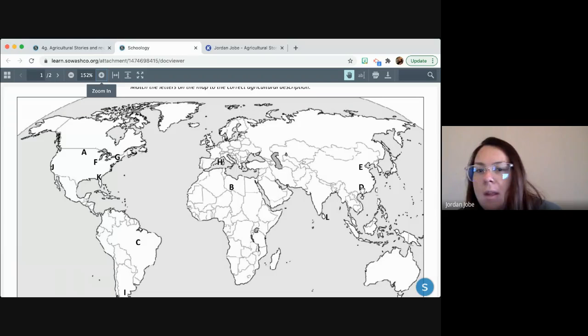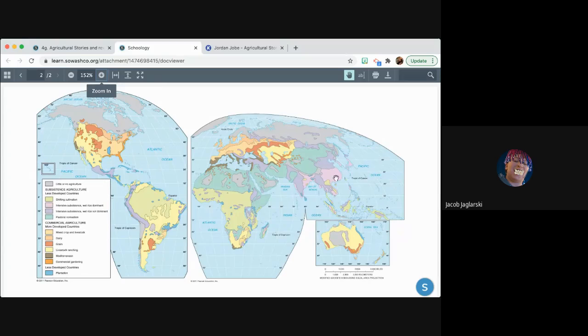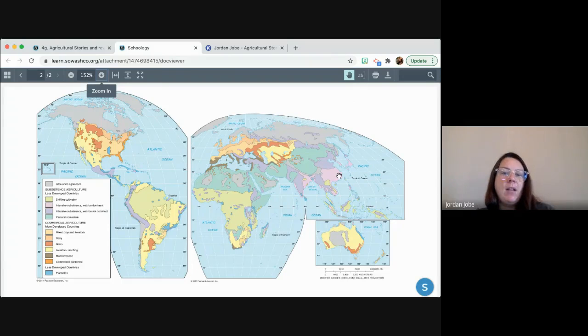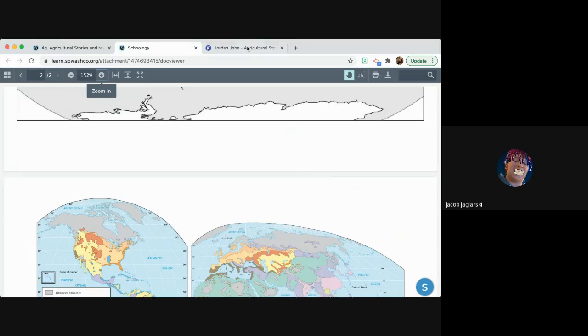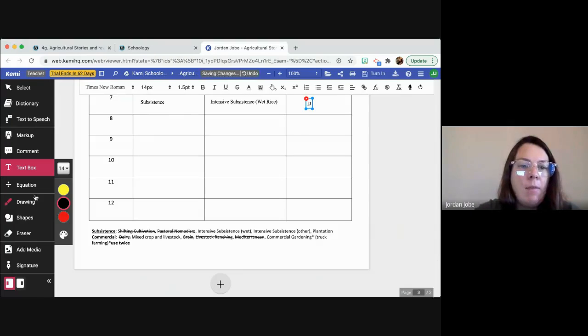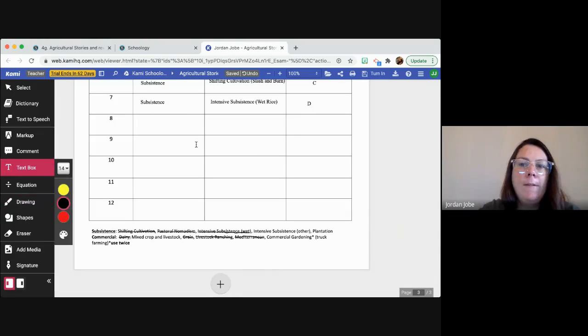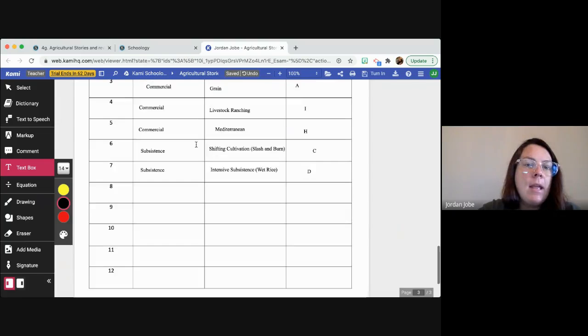Okay, D is further south, E is further north. Let's go take a look at our map again. Okay, we see that there's a break here between the two colors. So which letter represents the pink color? D. Perfect. Then I would take my pen and I would cross off intensive subsistence wet rice. Okay, number 8.